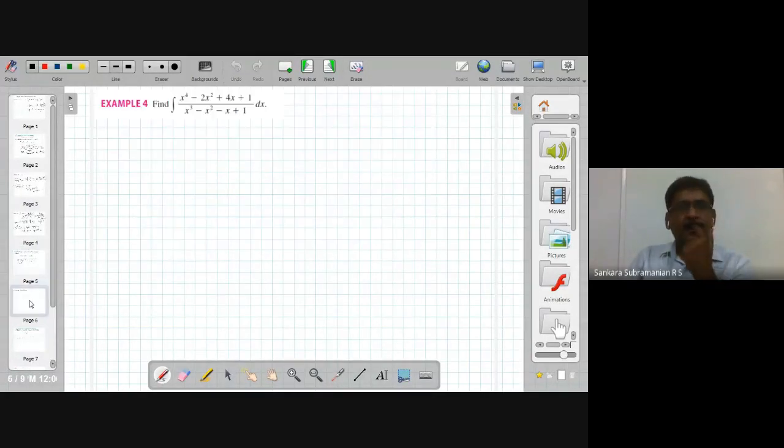Now let us go for example 4 problem. Here you have to check first whether the given rational function is a proper fraction. Is it a proper fraction or not?